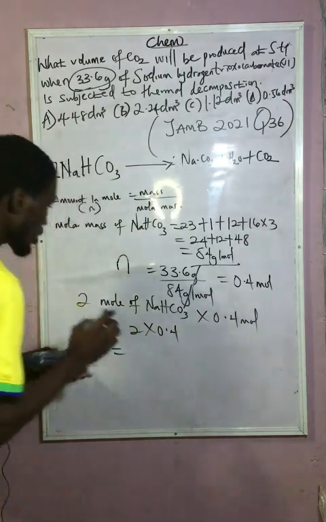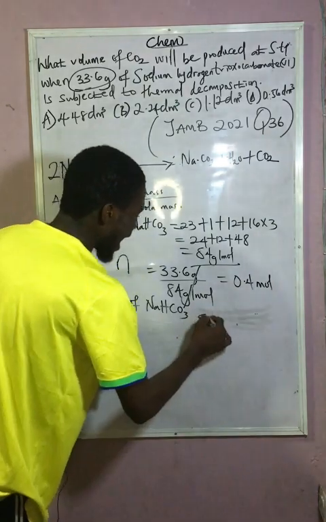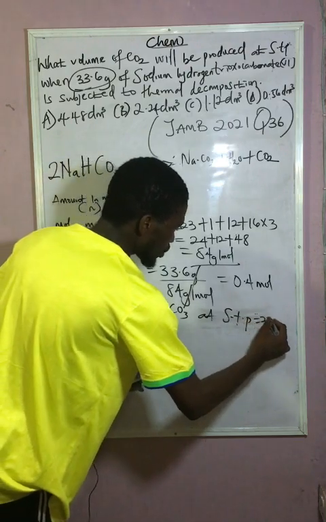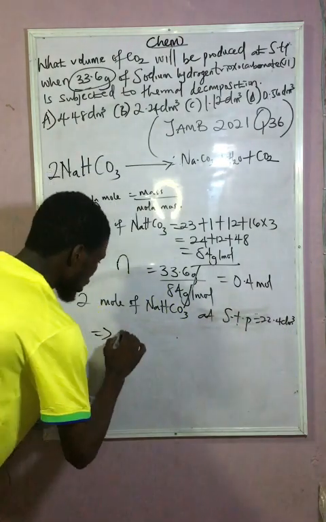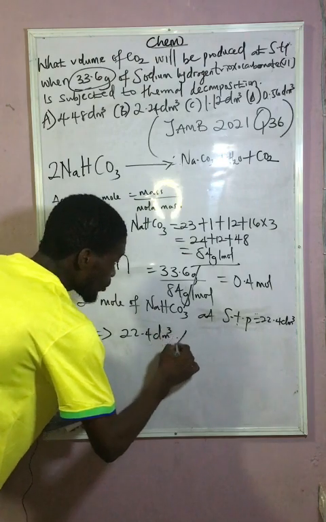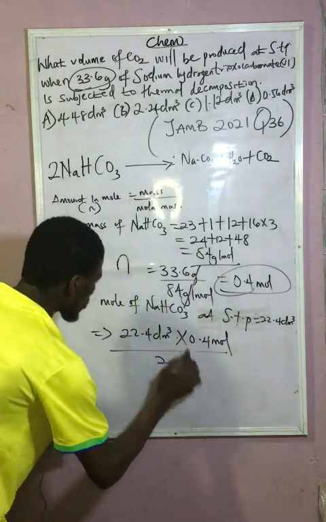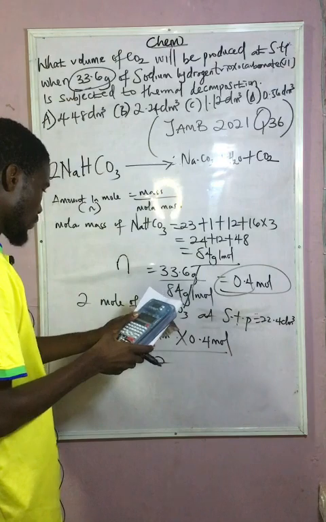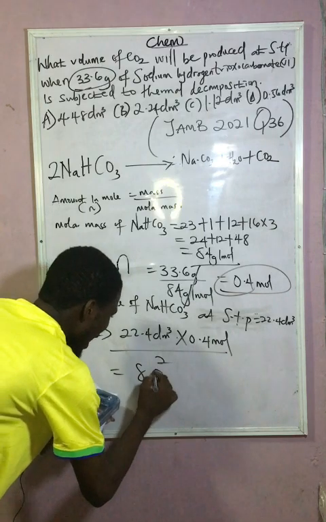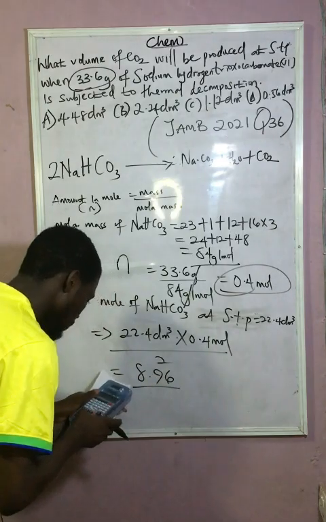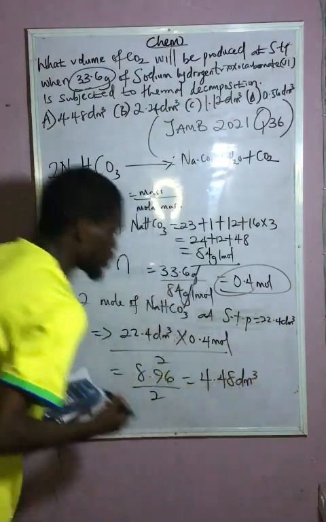Oh, sorry, not 2 multiply by 0.4. It is 2 mole of sodium hydroxide at STP, which is what? 22.4 dm cube. So you can say we have this 22.4 dm cube multiplied by the mole we have here, divided by 2 mole. So let's see, 22.4 times 0.4, we have 8.96 divided by 2, 4.48 dm cube. Are you with me now?